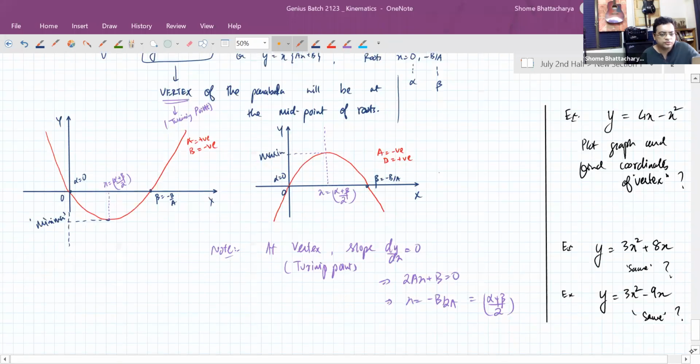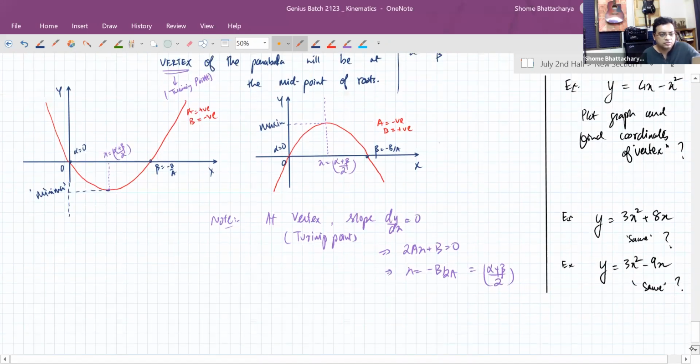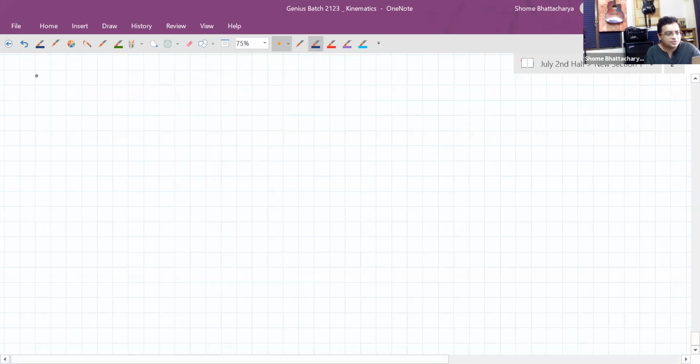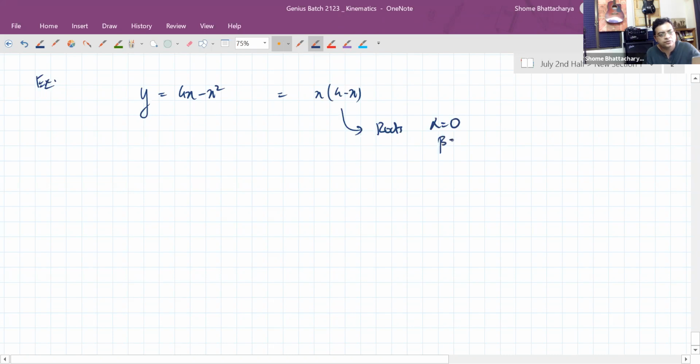So what was the first one? 4x minus x square. You can see you don't need to do dy by dx and all that for this particular type of function, because you have learned this very specific method of working it out. Just factorize it. So you can see that the roots are 0 and 4, and the coefficient of x square is negative. So it's a parabola like this.